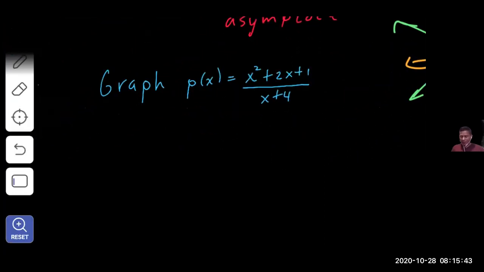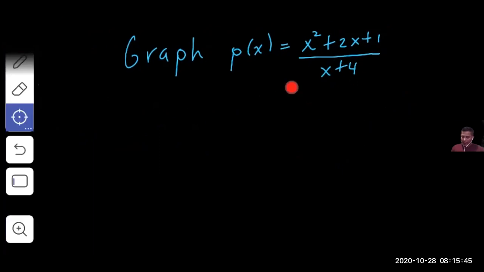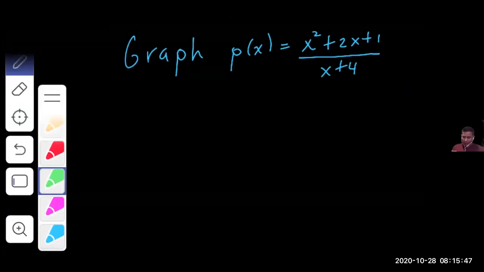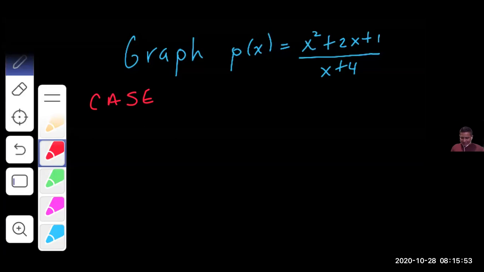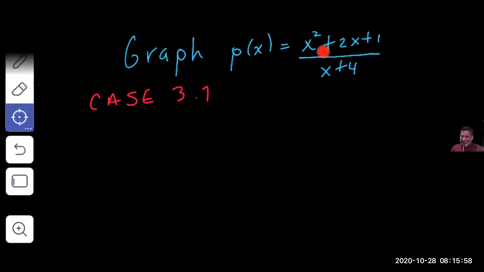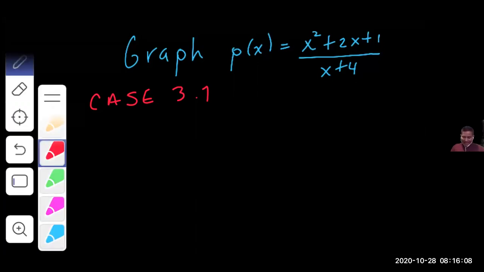Let's try to graph this, guys. Can someone tell me: case 1, case 2, or case 3.1? We call it 3.1. Why? Because the degree of the numerator is greater by 1 unit than the denominator. This is 2 and this is 1. The difference between them is just 1. Case 3.1.